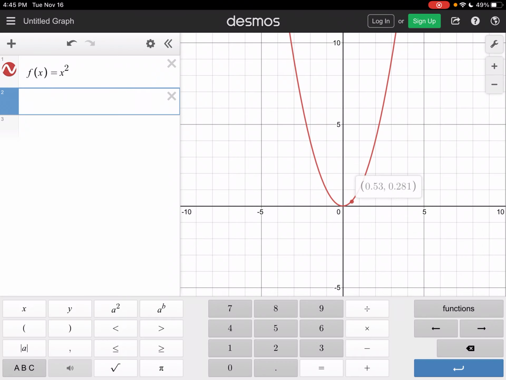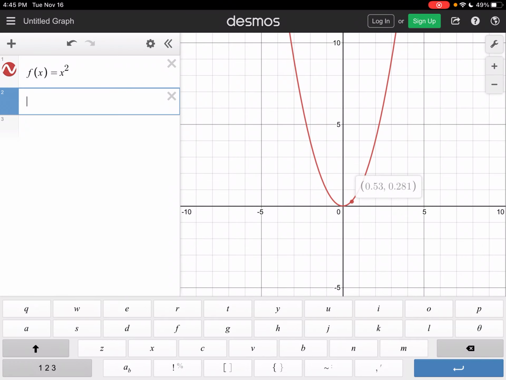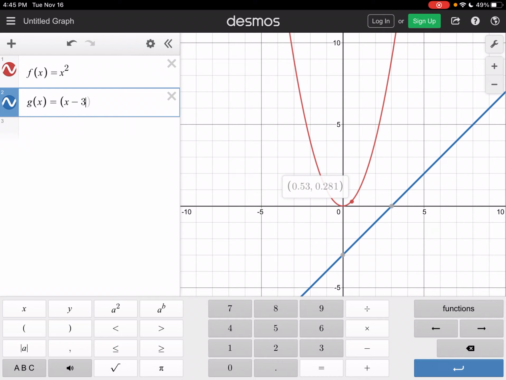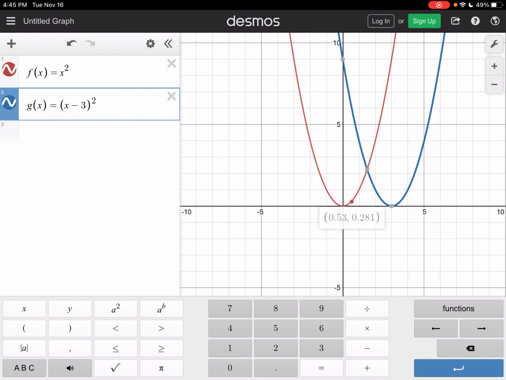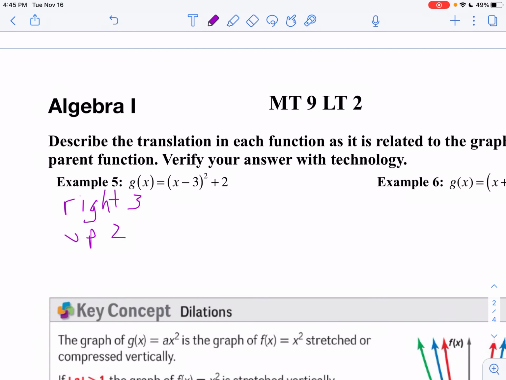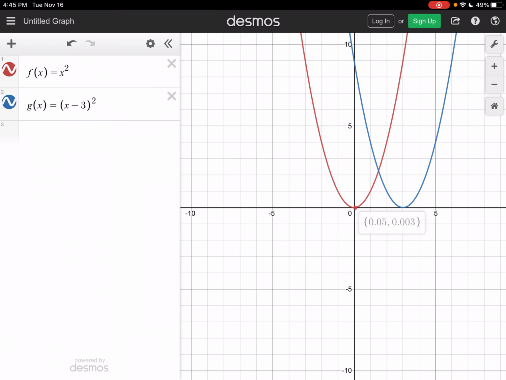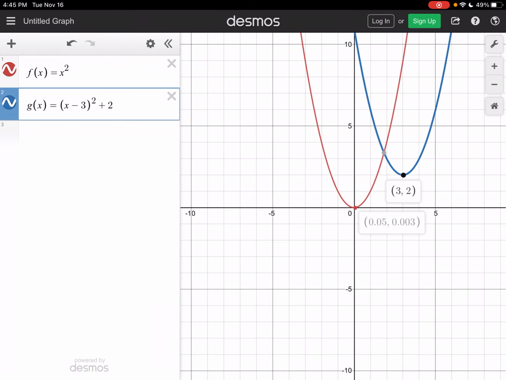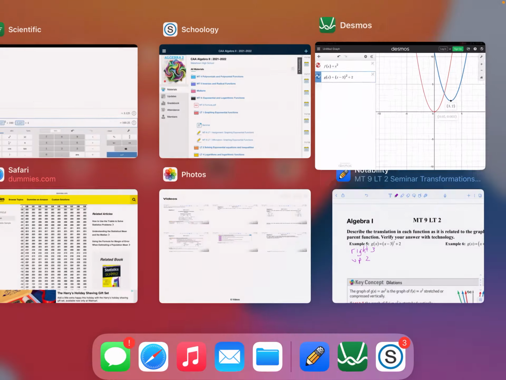So I leave my parent function in there, and I'll say g of x equals x minus 3 in parentheses squared. And then what was the other one? Plus 2. And notice this point is moved to the right 3 and up 2. You can see that point (3, 2) there. That's why this is called vertex form, because it tells us where the vertex is at.